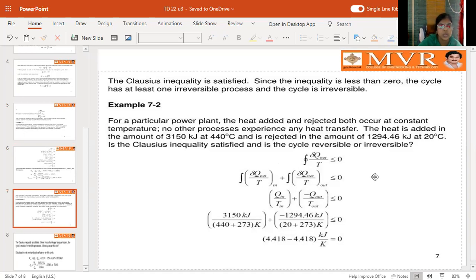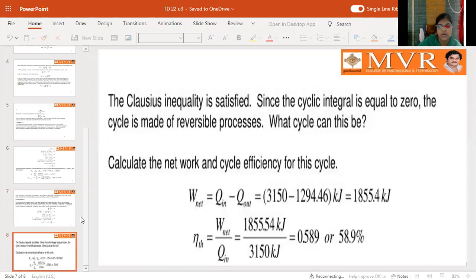We can do the problem with the same process, and I will explain again. This is the same as the previous problem. The cyclic integral of del Q by T is less than or equal to 0. Same as before, in and out: Q in by T in plus minus Q out by T out, just substitute the values here. We got the same kind of value, and also W net and the thermal efficiency. So we got an irreversible process only.